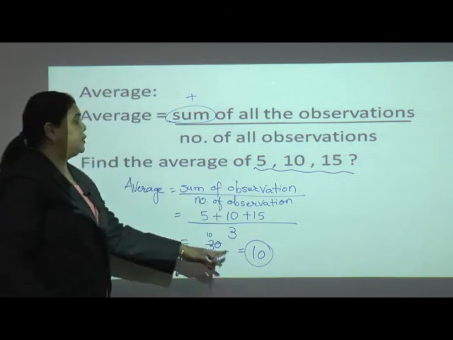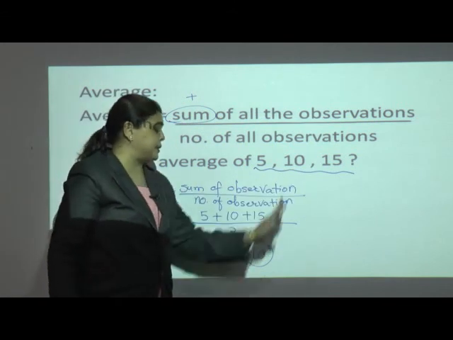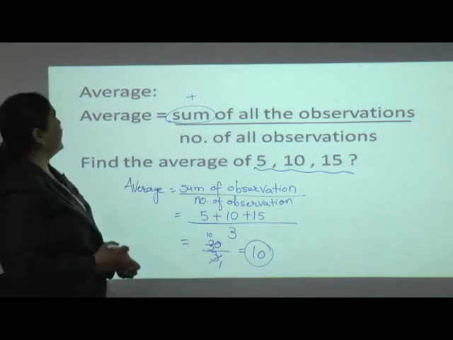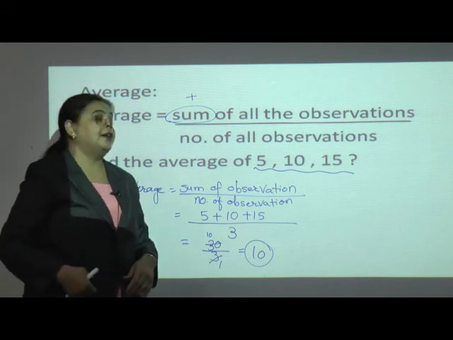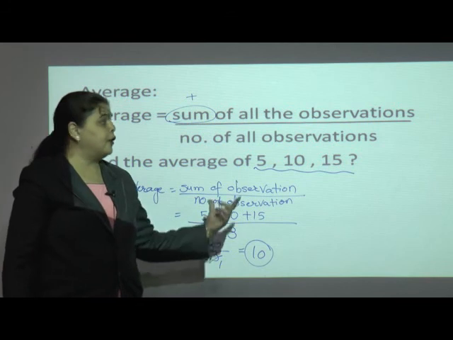I think everyone understood this. What are the average marks in the 3 tests I got? It is 10. In the next class we will see different types of examples related to average, and then you can understand. Now you can try different types of numbers and solve the examples.